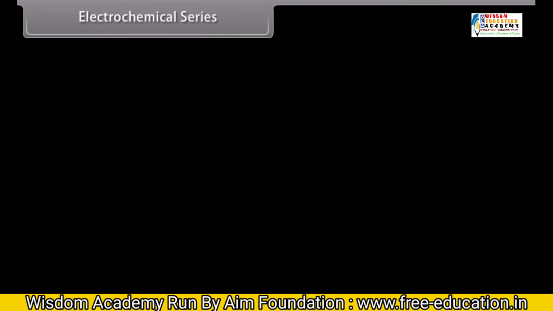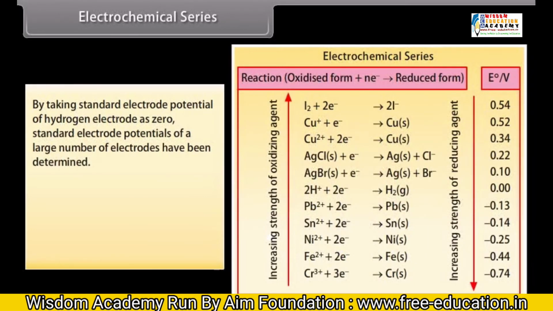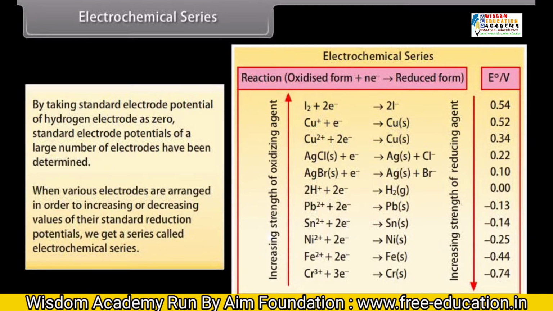Electrochemical series. By taking standard electrode potential of hydrogen electrode as 0, standard electrode potentials of a large number of electrodes have been determined. When various electrodes are arranged in order of increasing or decreasing values of their standard reduction potentials, we get a series called electrochemical series.